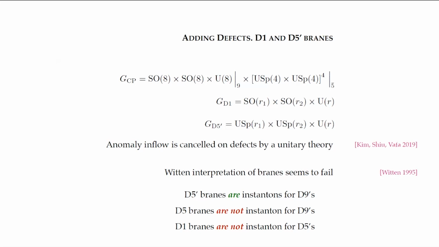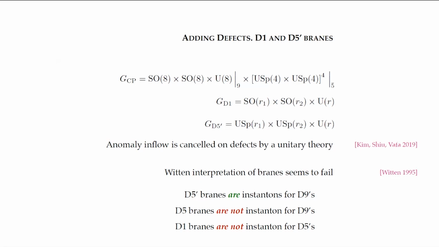Now, the anomaly is completely cancelled for this model. There is a generalized Green-Schwarz mechanism a la Sagnotti, and the anomaly in the bulk has an anomaly inflow on the various defects, which is cancelled by the unitary theory which lives on the defects, so the model is completely consistent, at least perturbatively. It would maybe be interesting to repeat the analysis of Ivano for these more general Dai-Freed anomalies for these models, but I don't know if it's doable or not, you will tell us in the future.